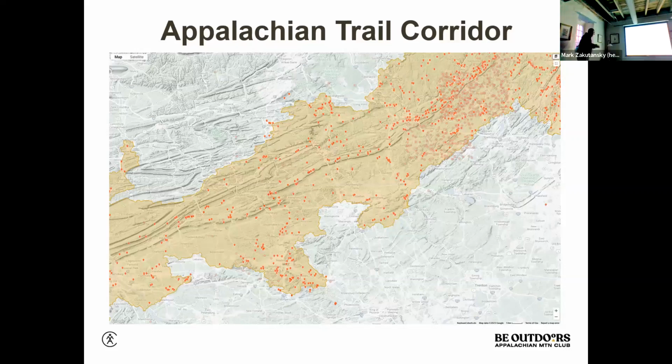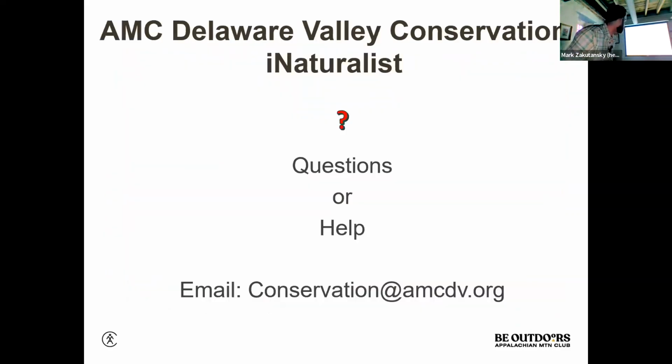Can I get my control? Am I a host? Yes. Can you remove my host? It's called Flora and Fauna along the Appalachian Trail Corridor. That's the project here. Mark, sorry, my advance isn't working. I've got one last slide. Try now. Yep. Okay. Is that the last one? Yep, that's the last one.